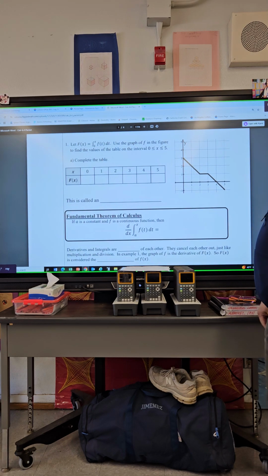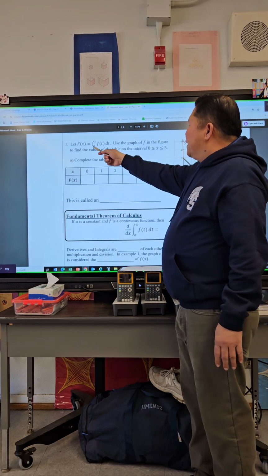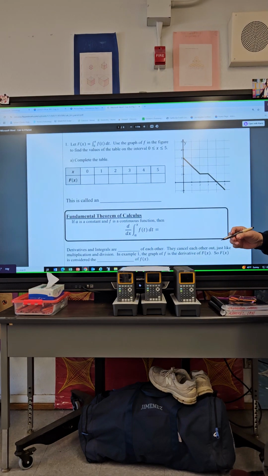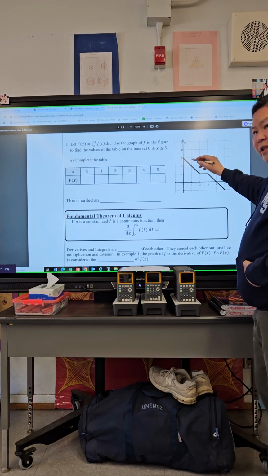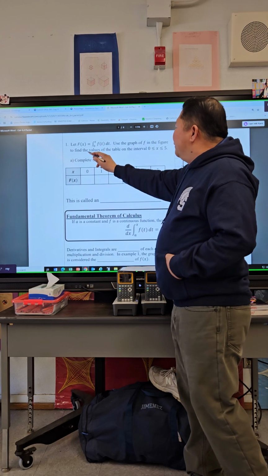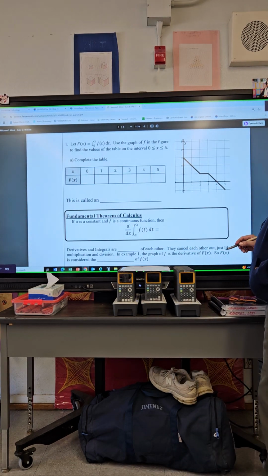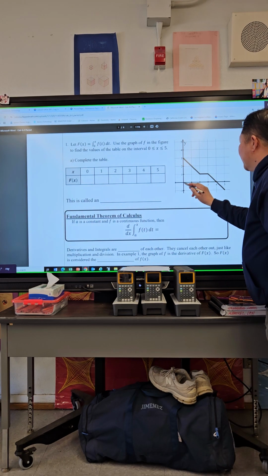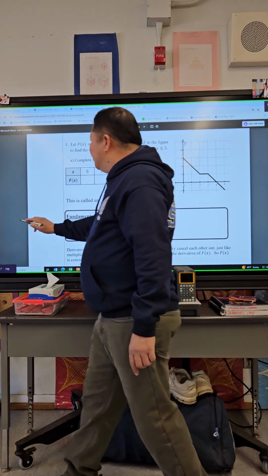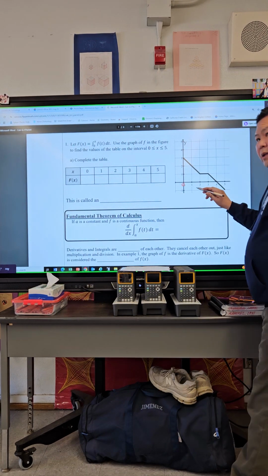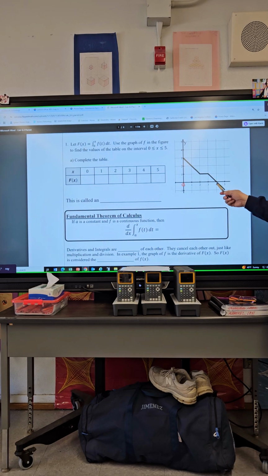Okay, so problem number 1. Let F of x be equal to the integral from 0 to x of f of t dt. Use the graph of f, so this is the graph of f, in the figure to find the values of the table on the interval from 0 to 5. So from 0 to 5. Okay, 1, 2, 3, 4, 5.